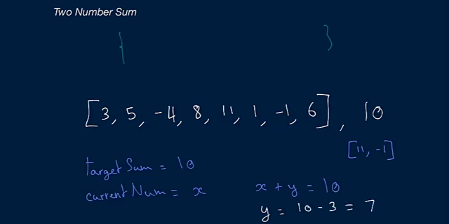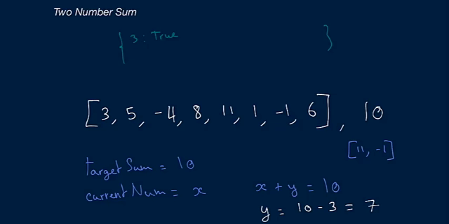In other words, y is going to be equal to 7. Is 7 in our hash table? No, it's not. So we haven't found the two-number sum so far. But what we can do now is store 3 in our hash table. We can store 3 to be true, or whatever value you want to store it as. True here just indicates that, yes, 3 is present in our array.